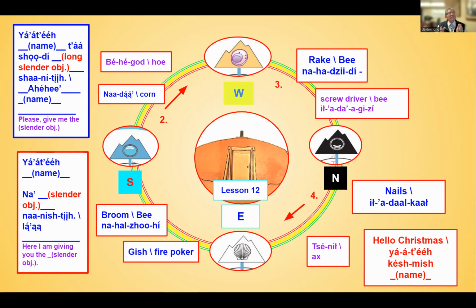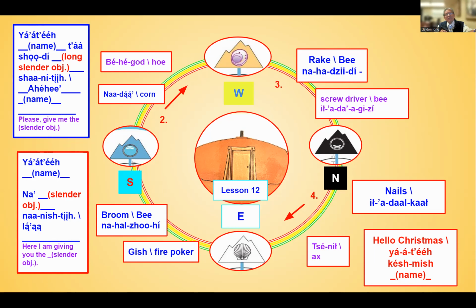So when you go home, you can just say Shema, figure out something that's a T, that resembles a T, maybe a pencil. Shema, pencil, Shaanítįįh, T, and you practice that T, right? So, and the next time we come, we're going to add some more objects.